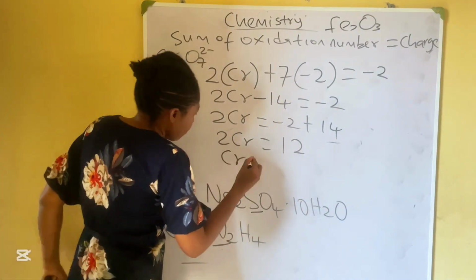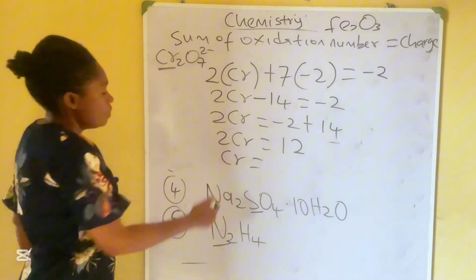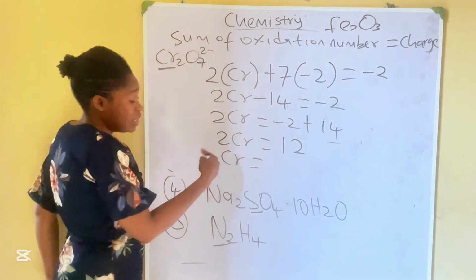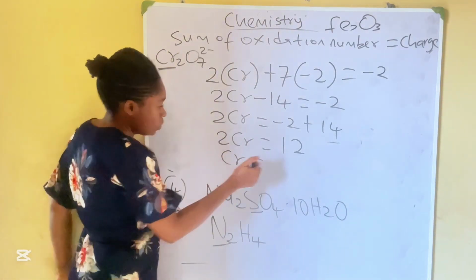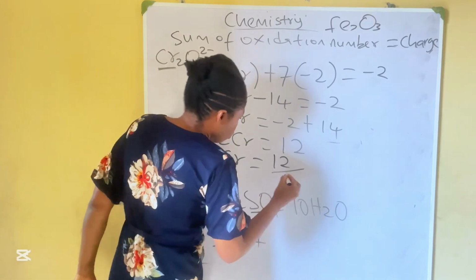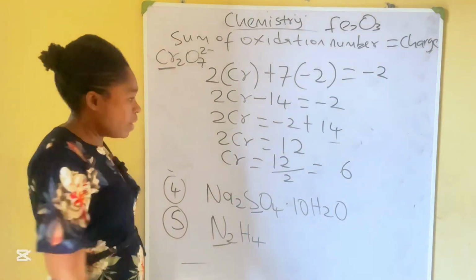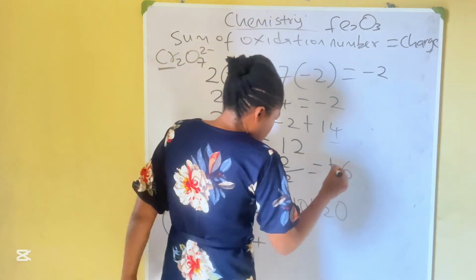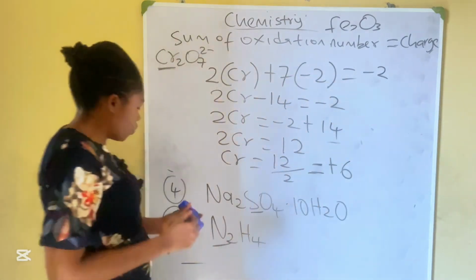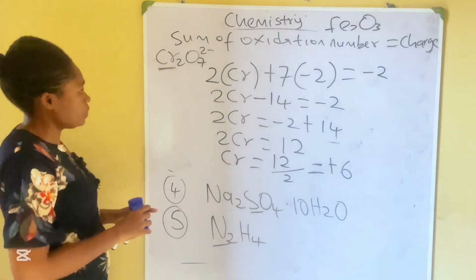So Cr, how do you get it? If I divide everything by 2, I will get 6. So it's like 12 divided by 2, which should give me what? 6. This is a positive number. So add your sign, +6. So it means the oxidation number of chromium here is what? +6.